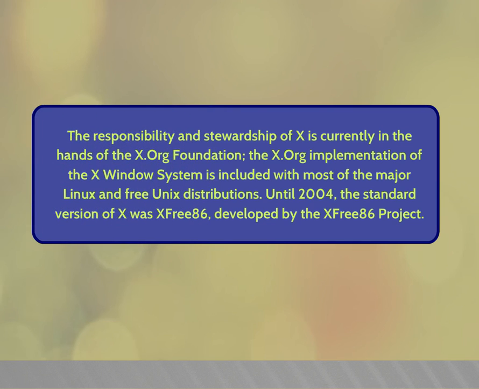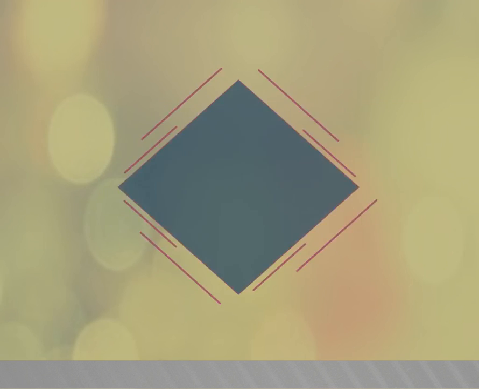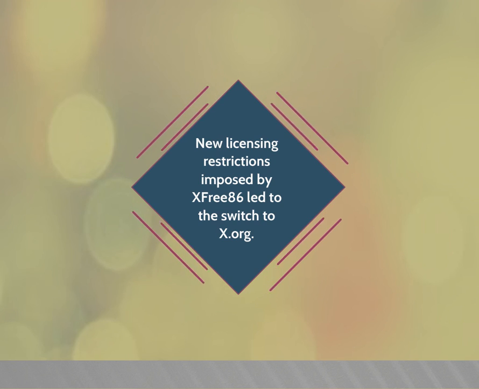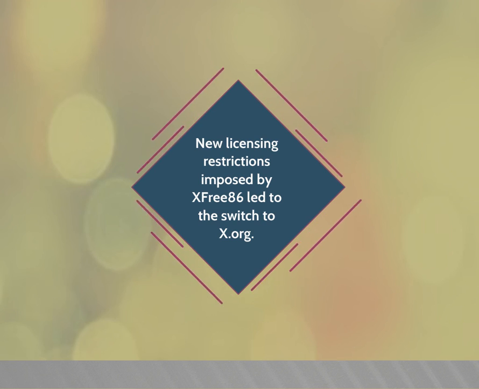The responsibility and stewardship of X is currently in the hands of the X.org Foundation. The X.org implementation of the X Windows system is included with most of the major Linux and free Unix distributions. Until 2004, the standard version of X was XFree86, developed by the XFree86 project. New licensing restrictions imposed by XFree86 led to the switch to X.org.